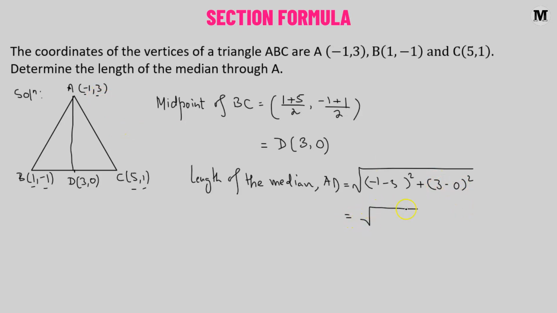Okay, so this is going to give us a value. We have the square root of, -1 minus 3, that's -4. Squaring it gives us 16. Then we have 3 minus 0, that's simply 3. Squaring it gives us 9. So that means we have the square root of 25, and 25 being a perfect square, the length of AD comes out to be 5 units.